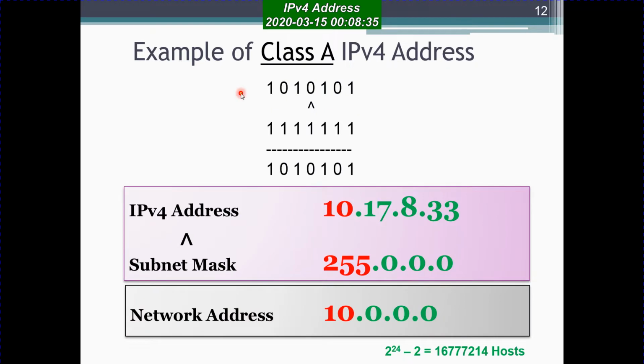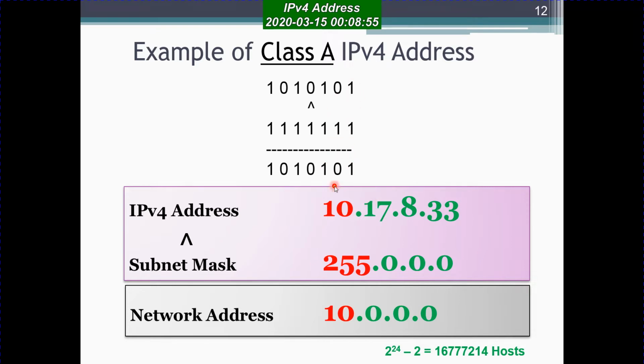Here I'm showing the 2 binary values, and I'm using the logical AND between these 2 binary values to generate this result. 1 and 1 is 1, 0 and 1 is 0, 1 and 1 is 1, 0 and 1 is 0, and so on.